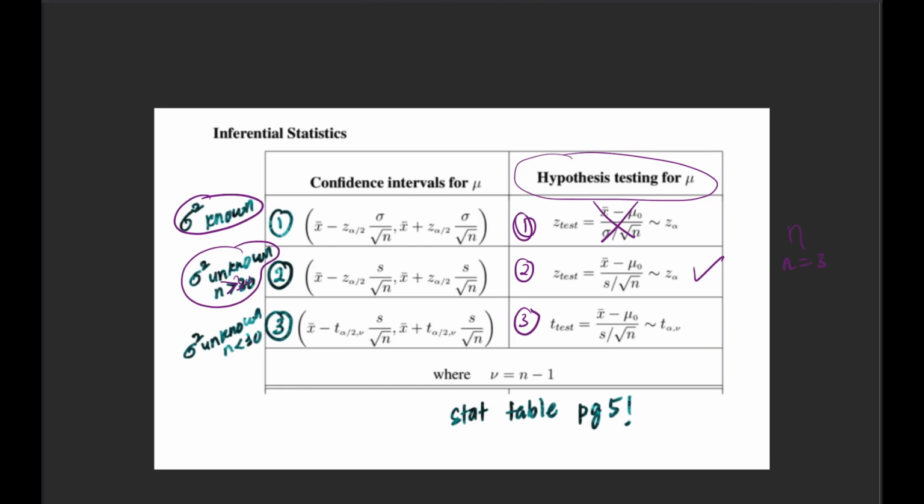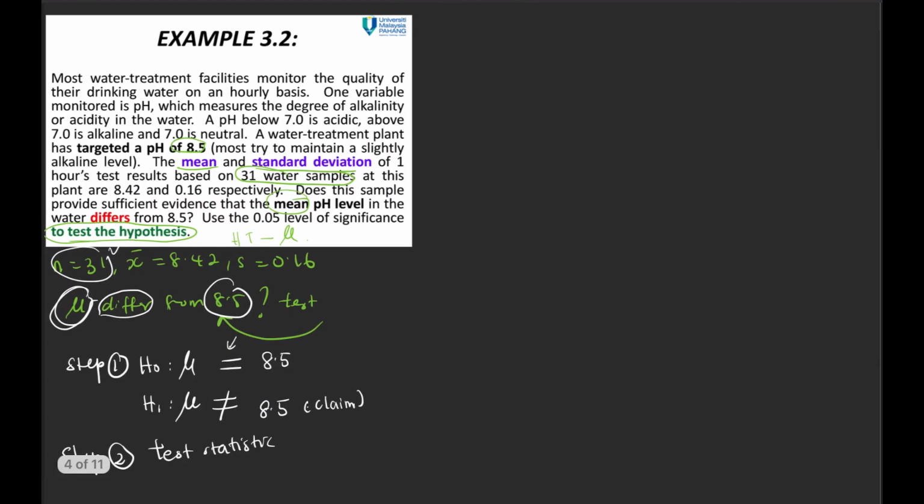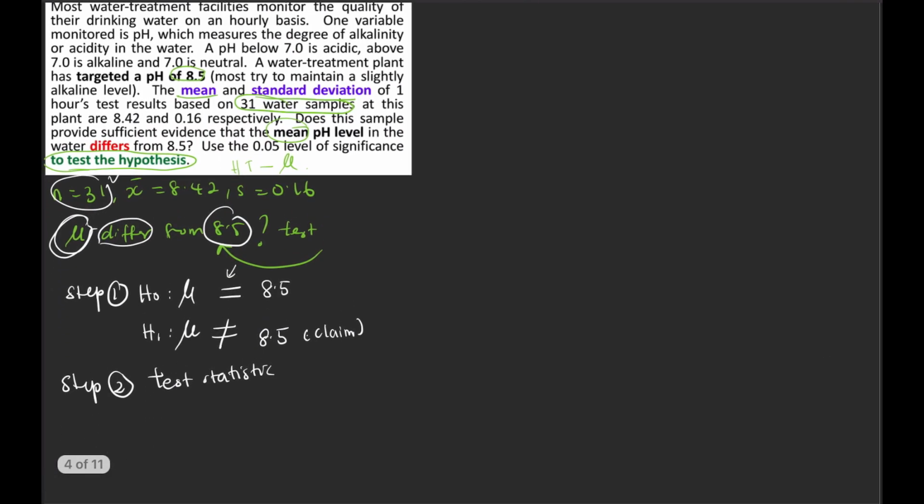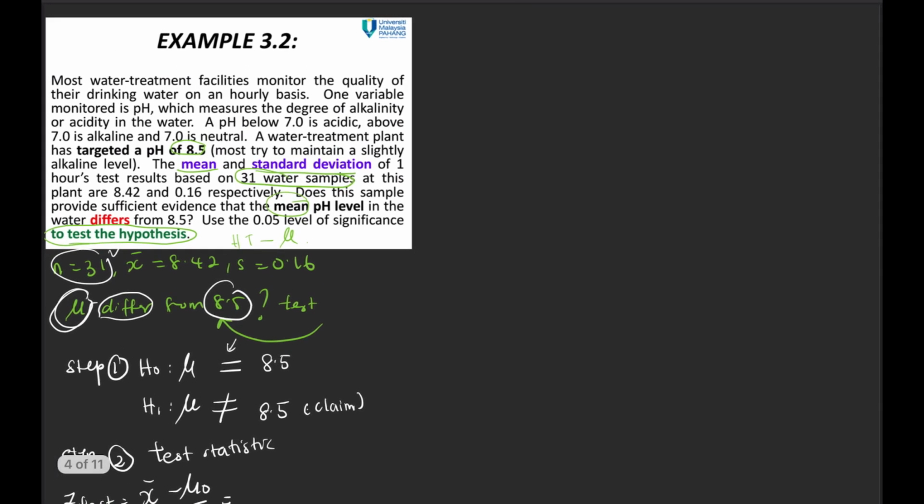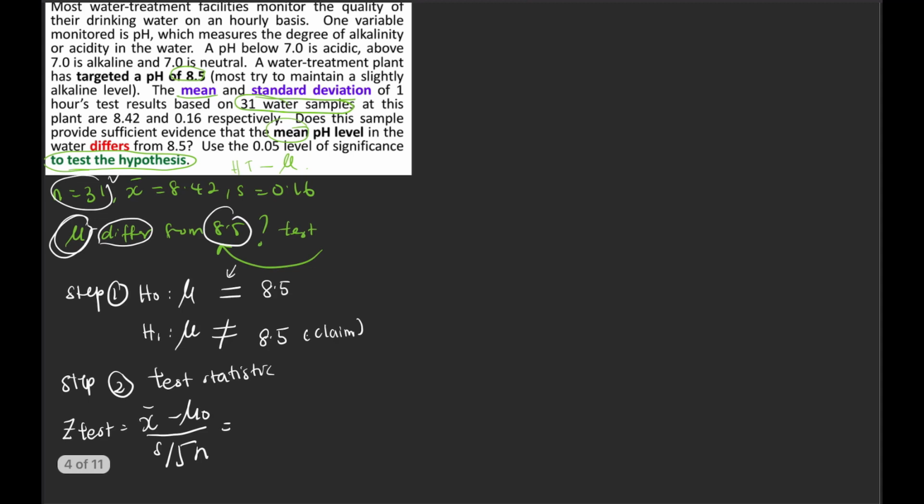N is equal to 31. So use the second formula, the z-test. The formula is z-test equals x bar minus mu naught over s over square root n. So now what you have to do is substitute all the values.